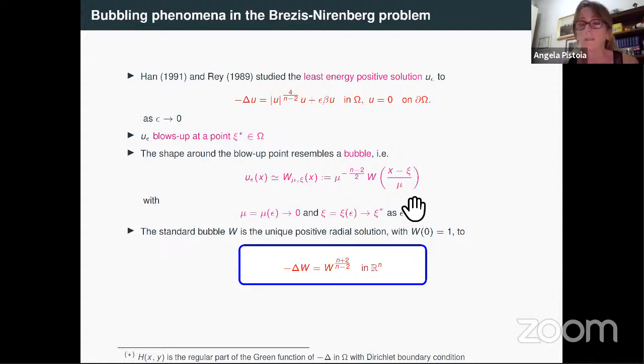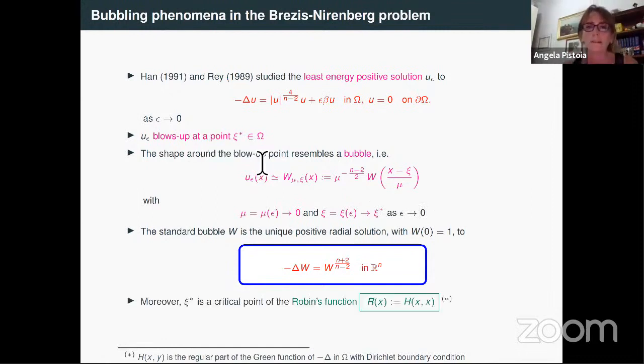our least energy solution. What is important is also that the blow-up point xc star, where the solution is going, is a critical point of the Robin function. This is important. What is the Robin function? Okay, the Robin function is nothing but the regular part of the Green's function evaluated at the diagonal. I will come back to this point in a minute.